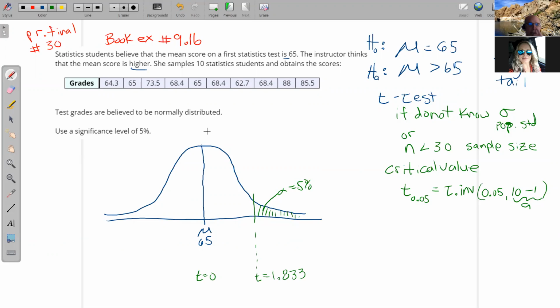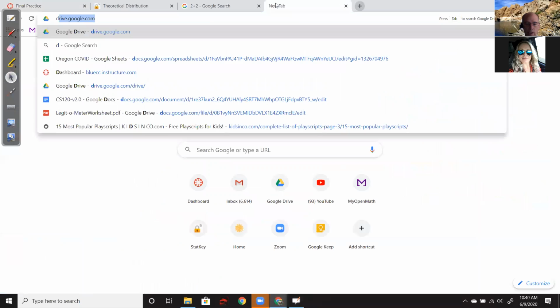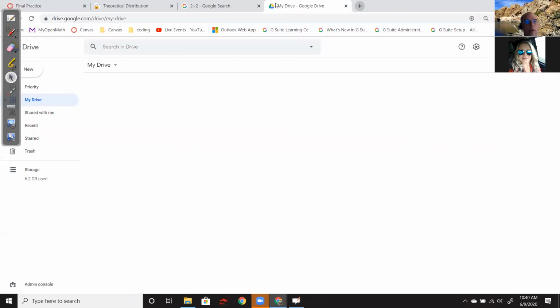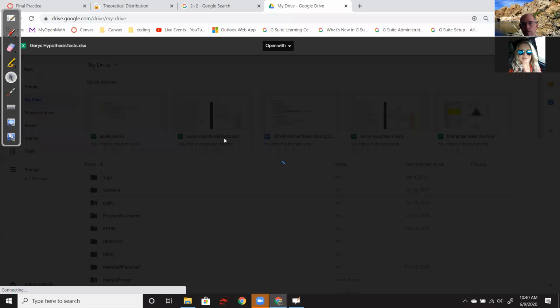So the next thing I need to do is find what is x bar from my data and what is s from my data. So a spreadsheet is probably a good thing to get to next. And in my Google Drive, I have saved a version of that hypothesis test spreadsheet. So I called mine Carrie's hypothesis tests.